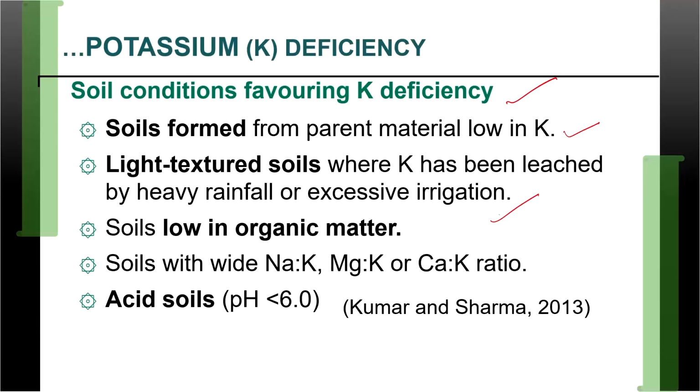Also, you will get lower cation exchange capacity in those soils, so adsorption of potassium will be less. So, it is liable to be leached from the soil. Soil low in organic matter, soil with wide sodium potassium, magnesium potassium or calcium potassium ratio, and in acid soil you can experience potassium deficiency, particularly when pH is less than 6.